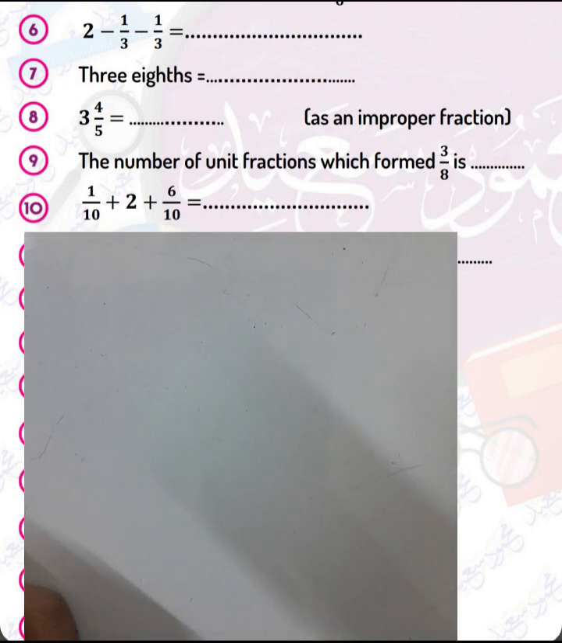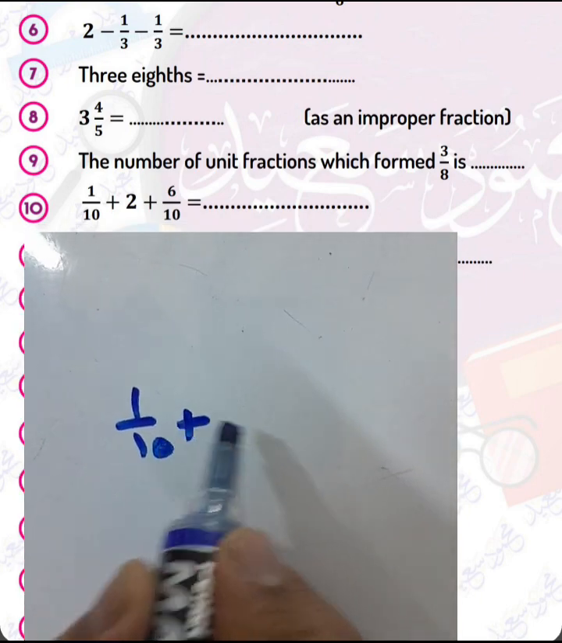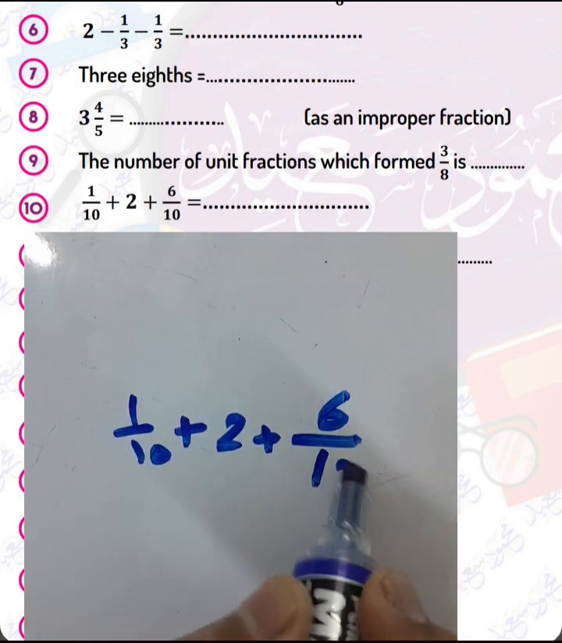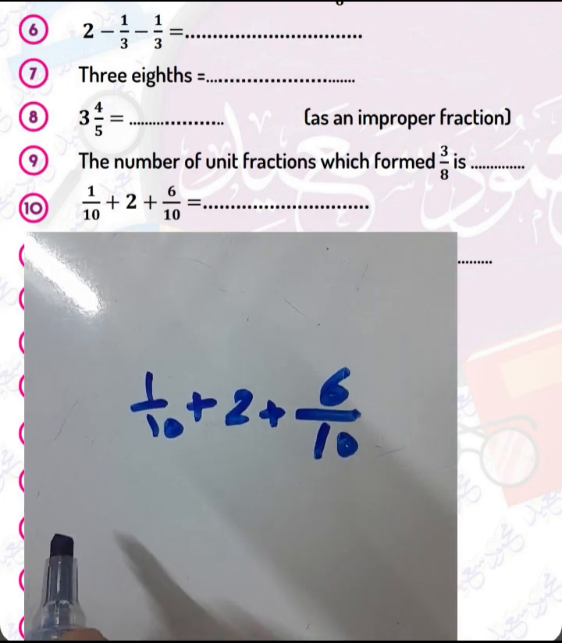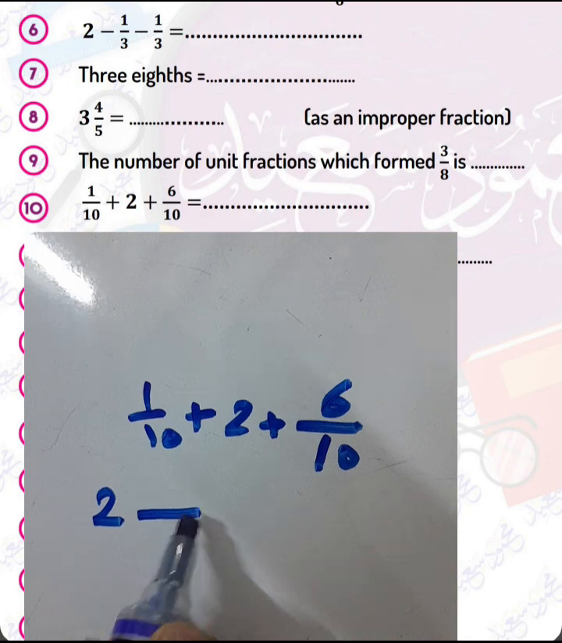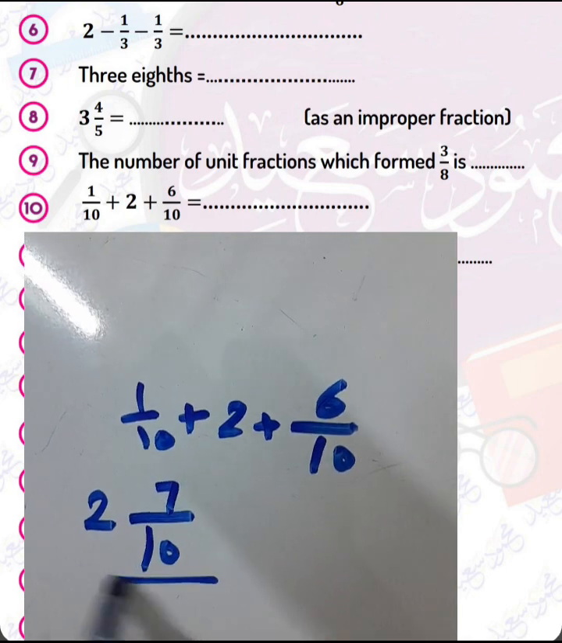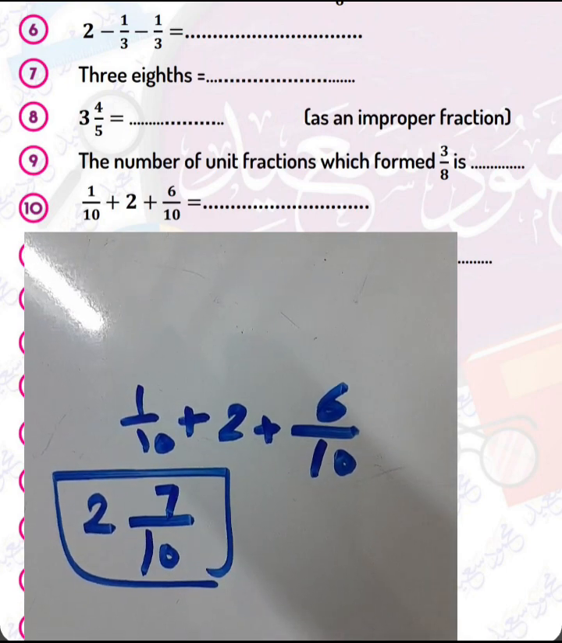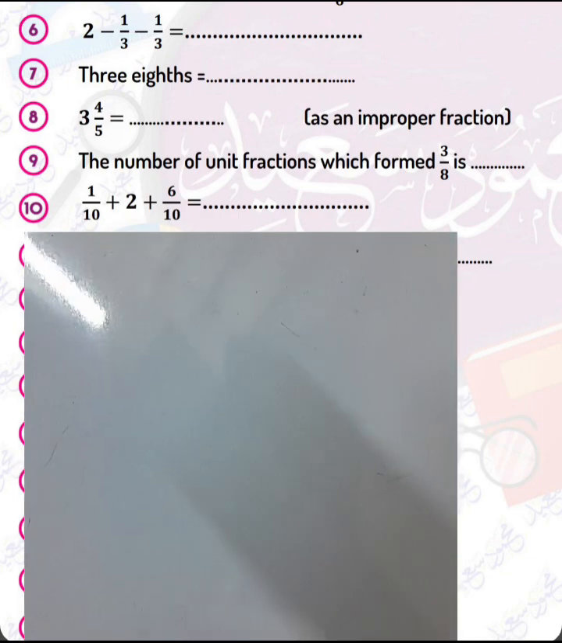Question number 10, 1 over 10 plus 2 plus 6 over 10. We can write 2 as the whole number, and 6 plus 1 equals 7. Then the result will be 2 and 7 over 10.